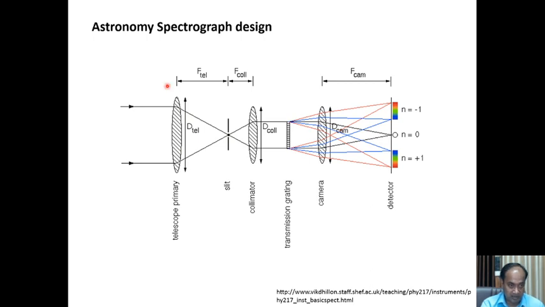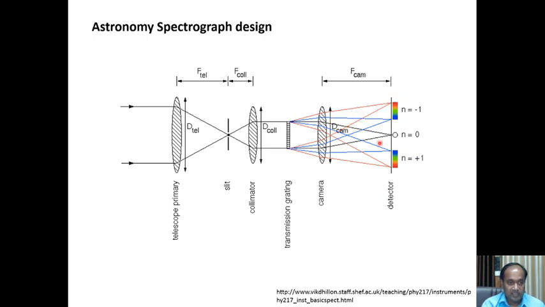You can make a slit, and then you can make a collimator. Why do you need a collimator? Because you need to make the light plane parallel again, so that the dispersive element can do uniform dispersion of light coming from different angles. And then you can put another lens to focus the light on the detector. So this is a very simplistic drawing of any astronomy spectrograph.